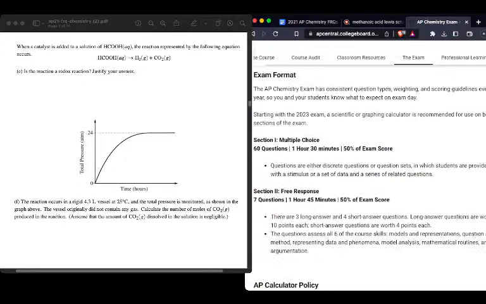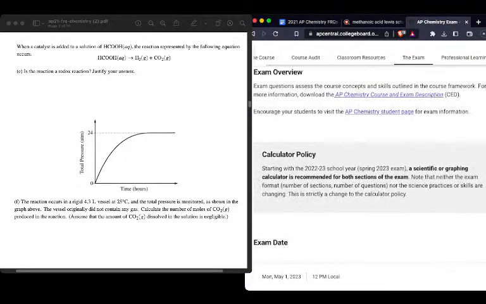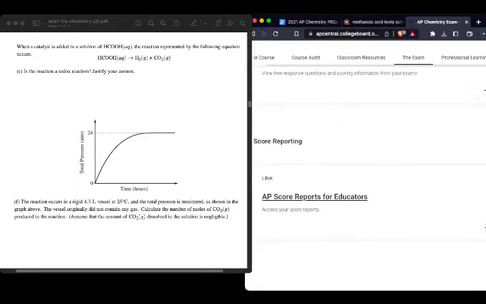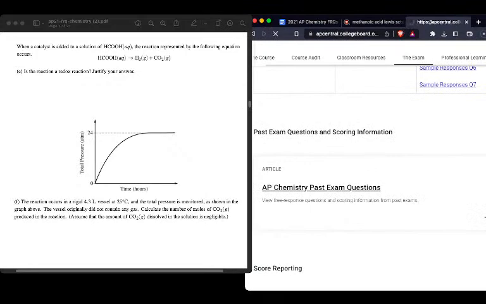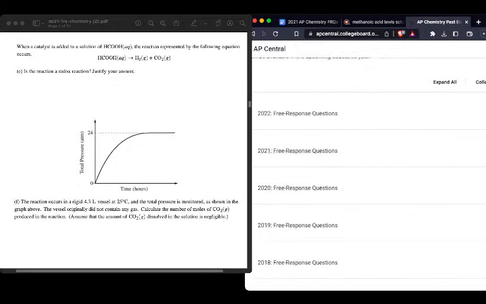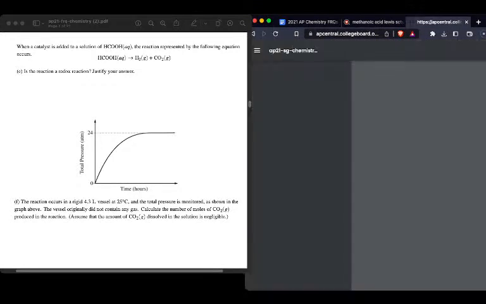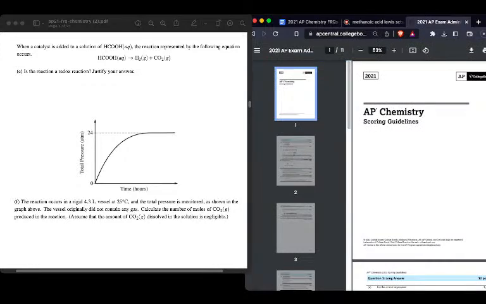The exam, student page, course and exam description. Where is it? Free response questions, 2022. Past exam questions, 2021. Scoring guidelines. Let's go see if I did that right, or if I basically lied to all of you.